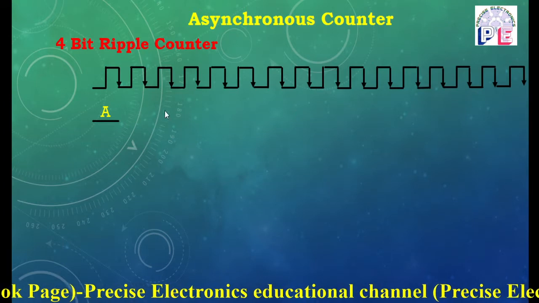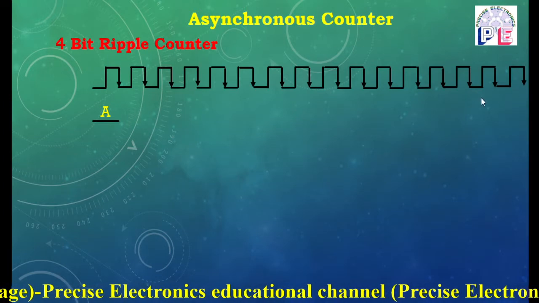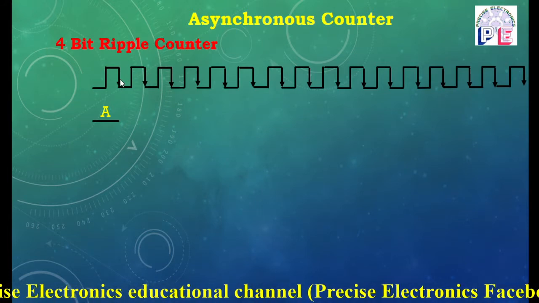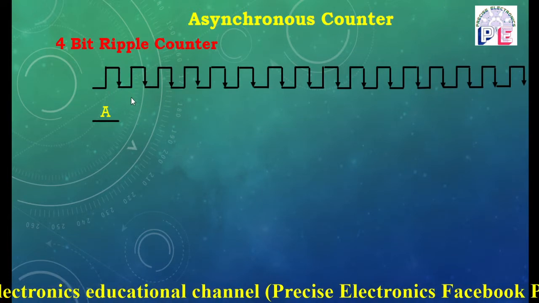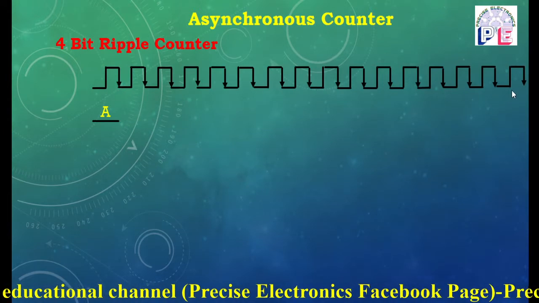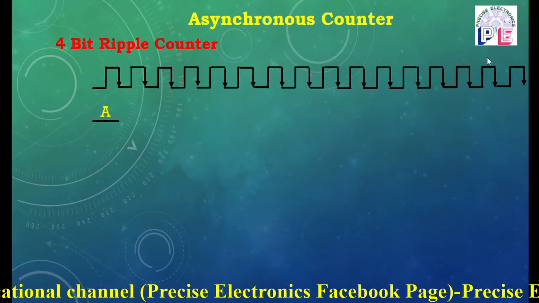The clock pulse is now going to display on your screen. The negative edges are indicated by the downward arrow. So downward arrow indicates that it is a negative edge. So in this case, at least 16 pulses are there. The 16 clock pulses are now going to display on your screen.